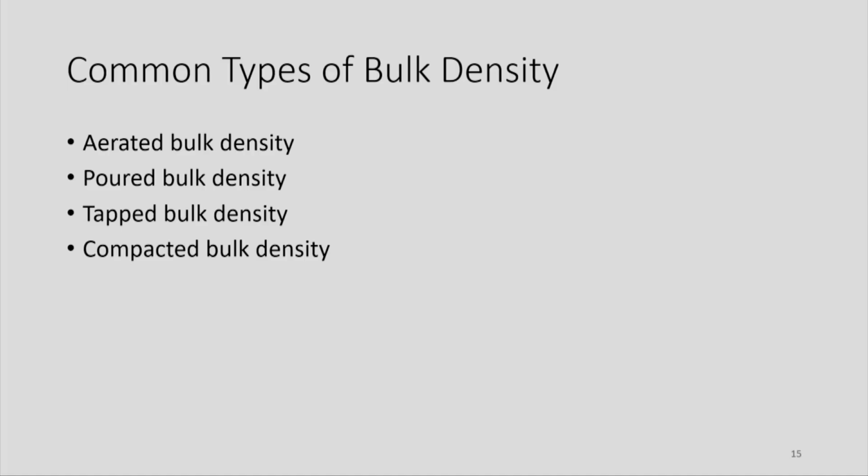Okay, so common types of bulk density. I believe you all talked about this, right? Aerated bulk density, poured bulk density, tapped, compacted, etc. Can anyone guess what will be the difference between aerated and poured bulk density? I don't know why many are silent today. Aerated means blowing air. Aerated means we are using air or any gas. Okay. Poured means you're just pouring. There will still be air, right?